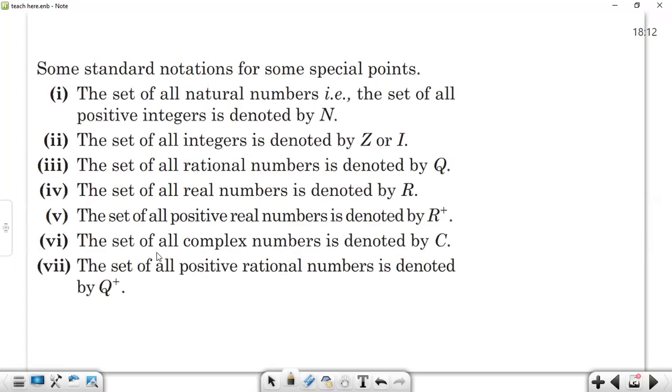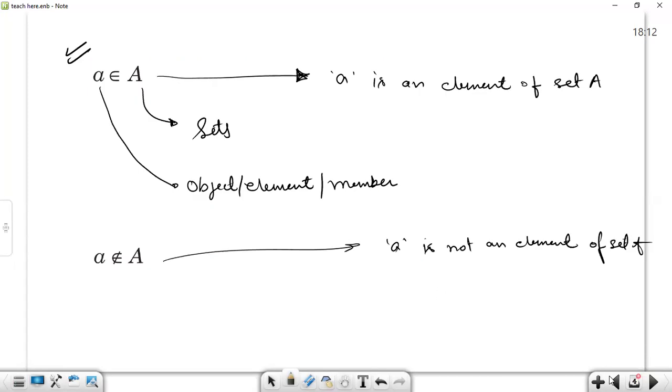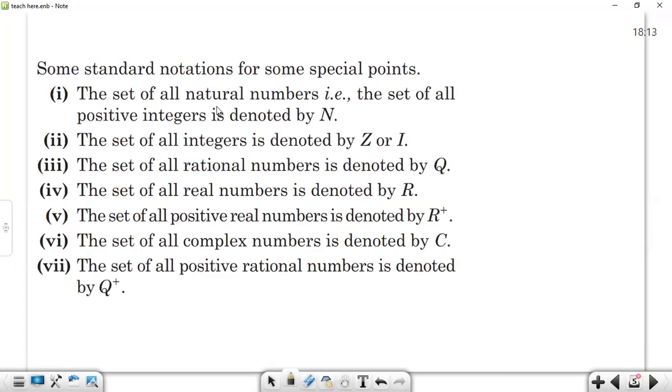Yes, sir. So let's take an example. Let's read this first, and then we will take some examples. There are some standard notations for some special sets, and you have to learn them, or rather just understand them. There's no need to cram them because they are very self-explanatory. It's basic fundamentals. The set of all natural numbers, that is the set of all positive integers, is denoted by N. So does 2 belong to N? Is this true or false?